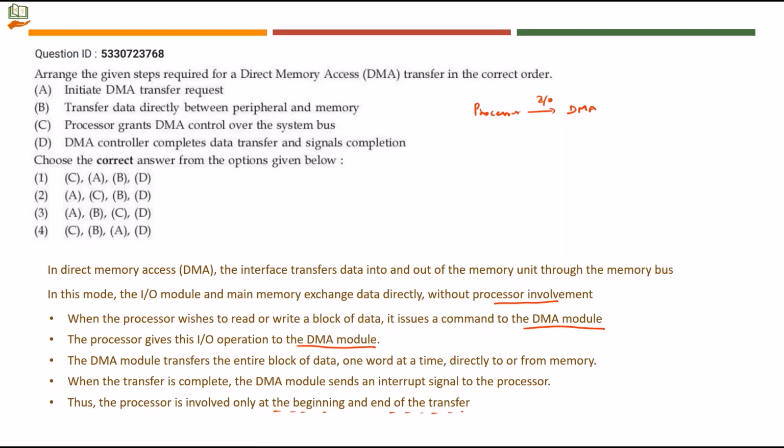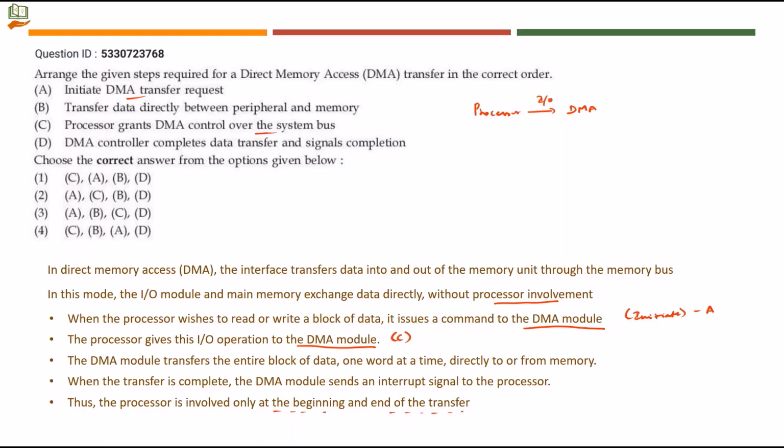So, in the beginning, it is only initiating the process. At the end, it is getting the control back from DMA module. This first step, when the processor wishes to read or write a block of data, it issues a command to the DMA module. This can be taken as the initiation step, which is in A. The processor gives this I/O operation to the DMA module is what we can see in C. Processor grants DMA control over the system bus. So here it is initiating the request and then it is granting the control over the system bus.